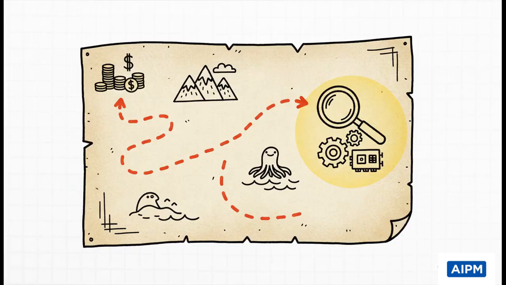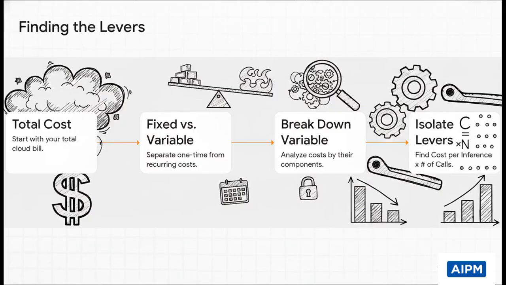But here's the good news. We don't have to reinvent the wheel here. There's already a well-worn path from classic business strategy that we can follow to track down exactly where every dollar is going. And this is the roadmap. Right here, it's perfect. You start with that big, scary cloud bill. Then you split it into fixed versus variable. Then you keep digging into the variable part until you find the golden formula. Cost per inference times the number of API calls. And this is huge. Seriously, because you just went from one giant terrifying number to two specific levers that you, the PM, can actually pull.